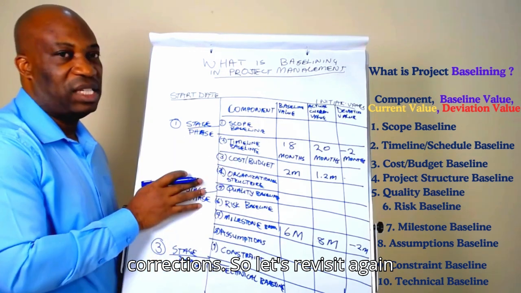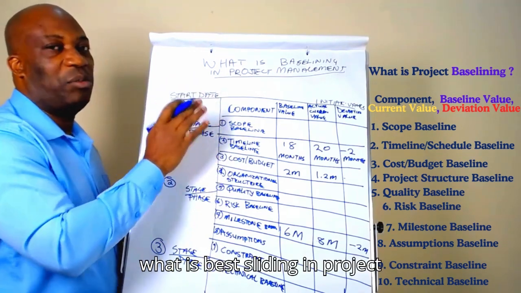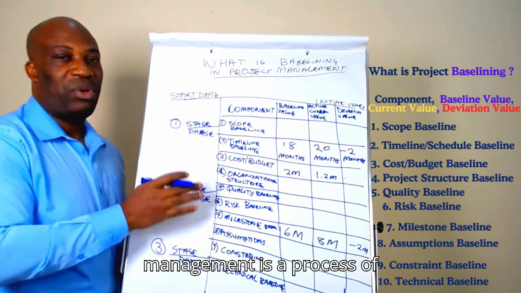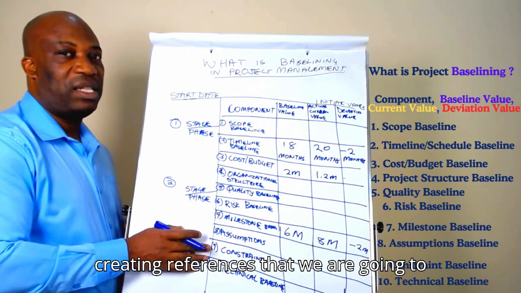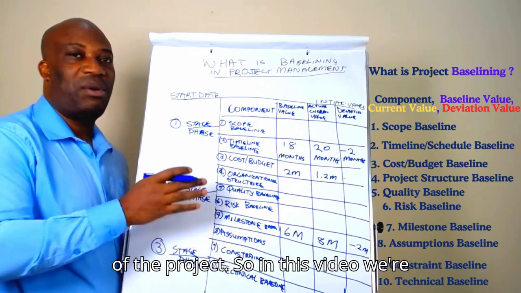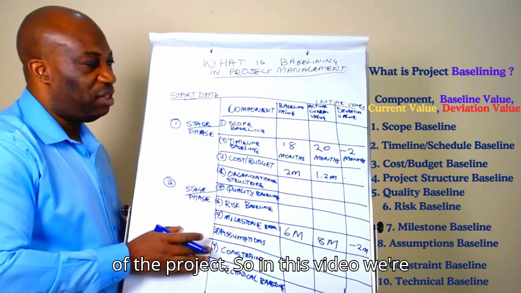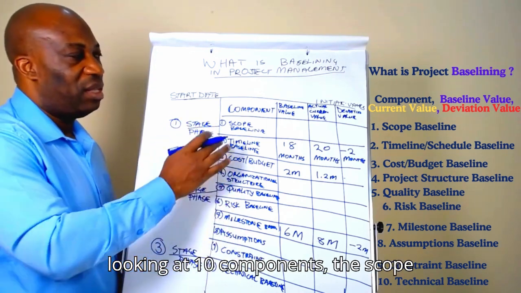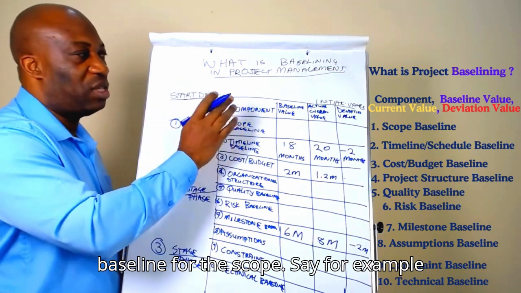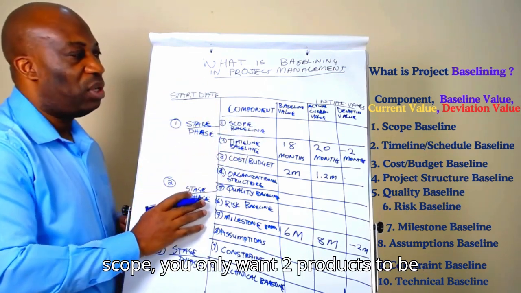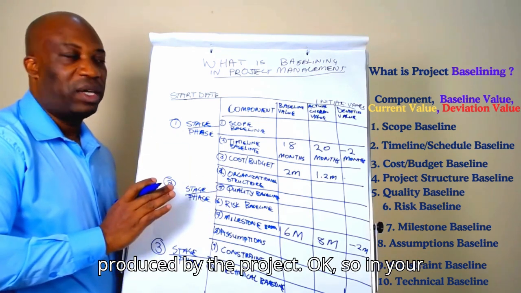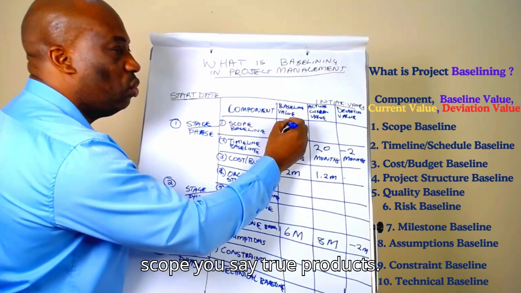So let's revisit again. What is baselining in project management? Baselining in project management is a process of creating references that we are going to use in future to compare the performance of the project. So in this video, we are looking at 10 components. The scope baseline, you also need to specify the baseline for the scope. Say for example, scope, you only want 2 products to be produced by the project. Okay, so in your scope, you say 2 products.